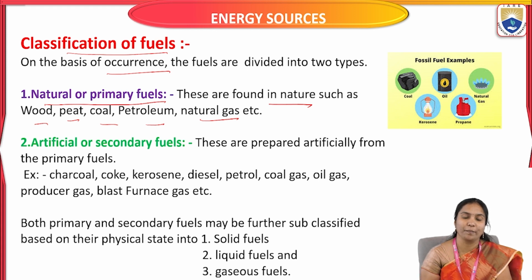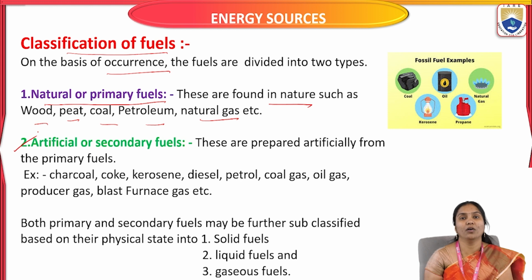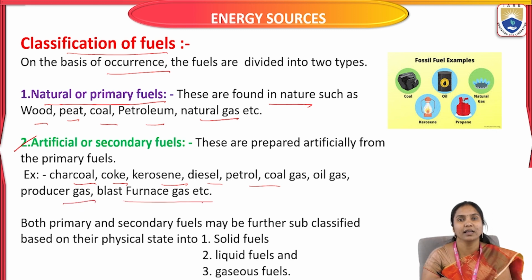And the second one is artificial or secondary fuels. These are prepared artificially from the primary fuels. For example, charcoal, coke, kerosene, diesel, petrol, coal gas, oil gas, producer gas, blast furnace gas, etc. These are the best examples of secondary fuels, artificially prepared from primary fuels.